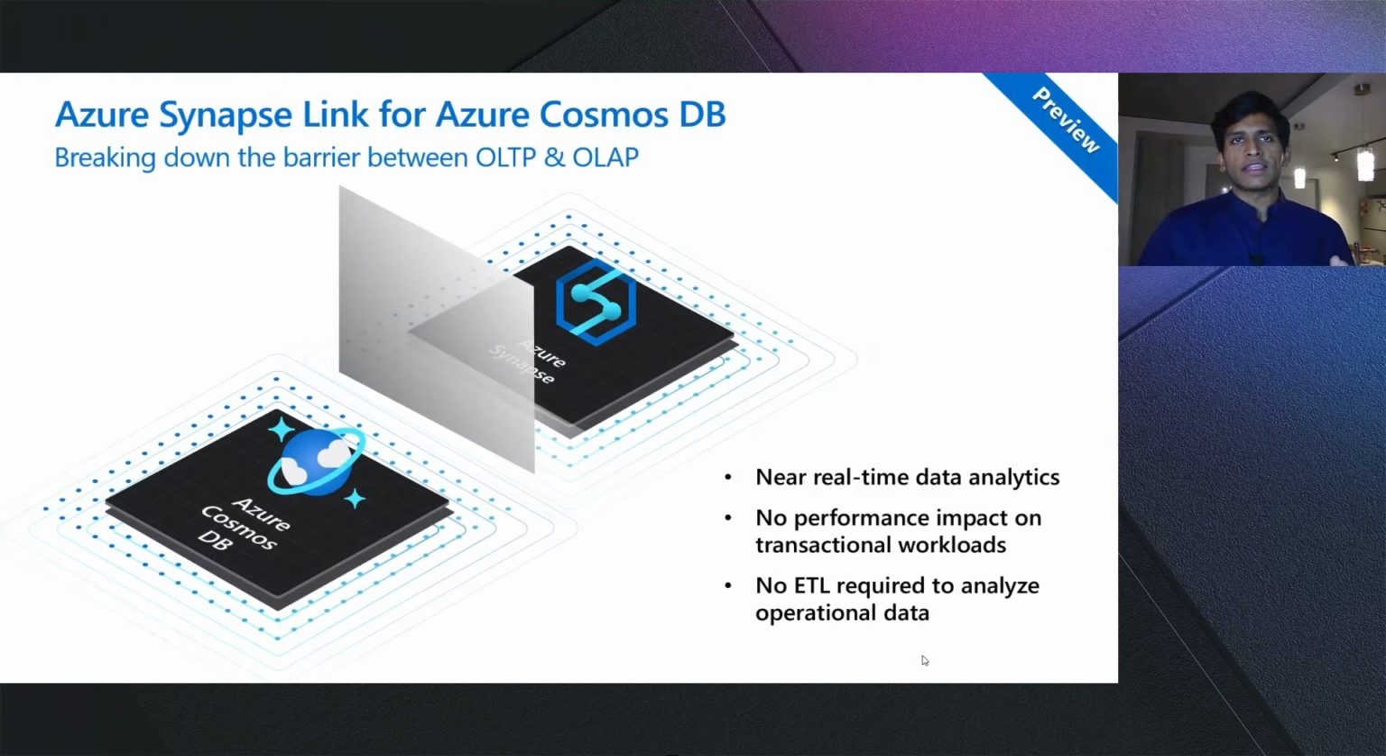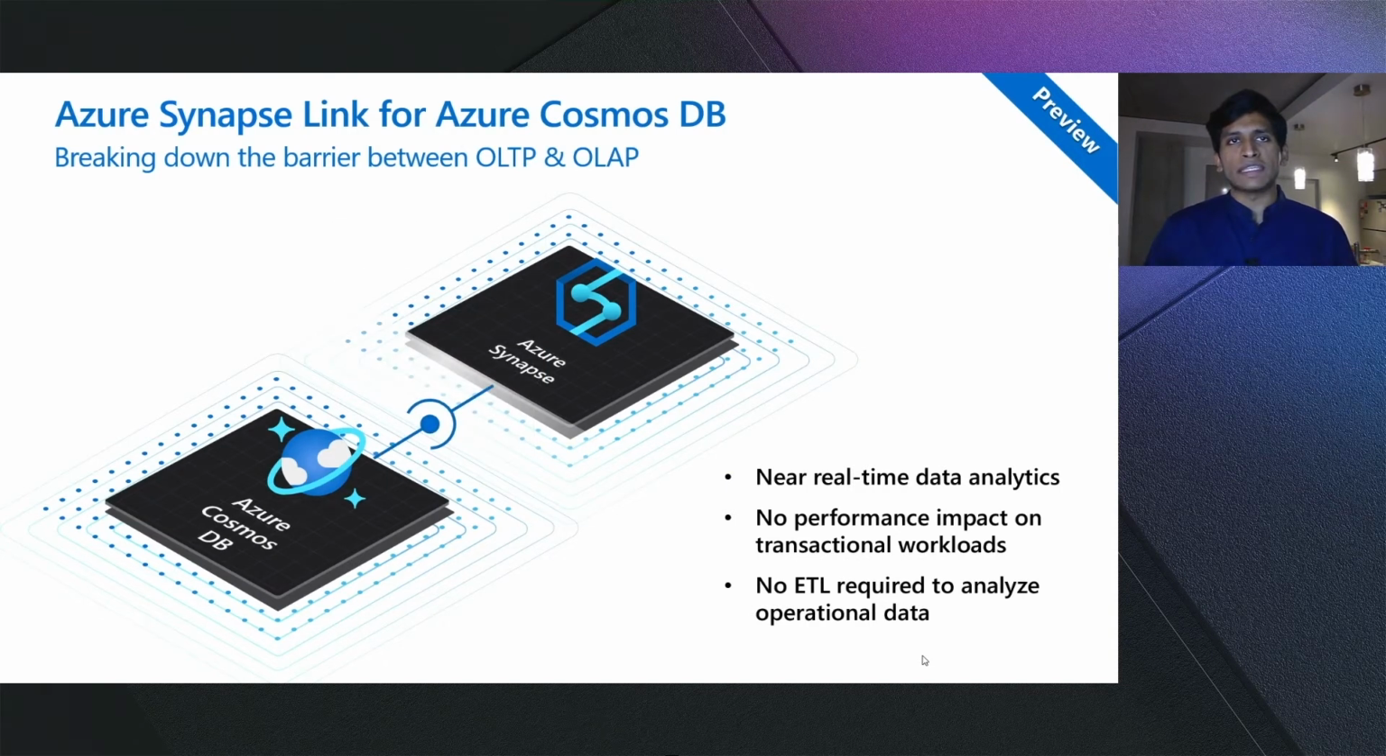And this is where the power of Azure Synapse Link for Cosmos DB comes in. Synapse Link is the first cloud-native hybrid transactional and analytical processing, or HTAP, capability that enables you to run analytics over your operational data with no ETL and no performance impact on your transactional workloads. Azure Synapse Link for Cosmos DB finally breaks down the barrier that has long existed between OLTP and OLAP systems.